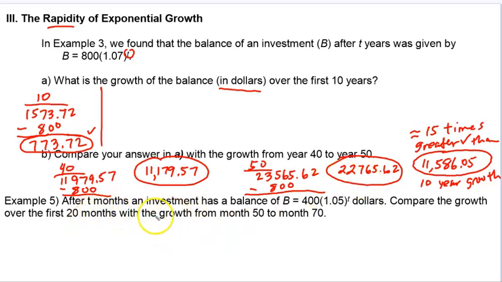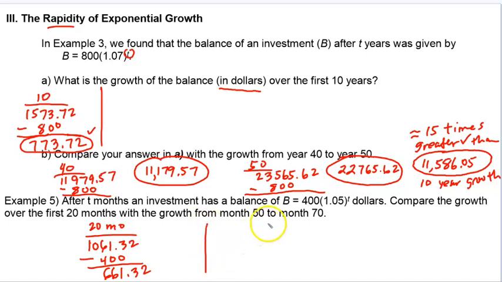So we'll do the same thing in this next example. In 20 months, let's see what the growth of this investment would be at the end of 20 months. So T is going to be 20 in this case. So we got 1061.32, and then subtract off the initial to get how much it grew in dollars. So that's 661.32.